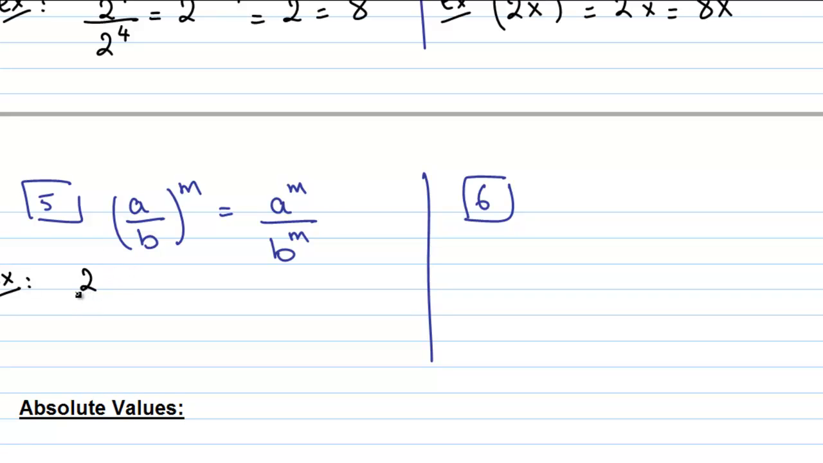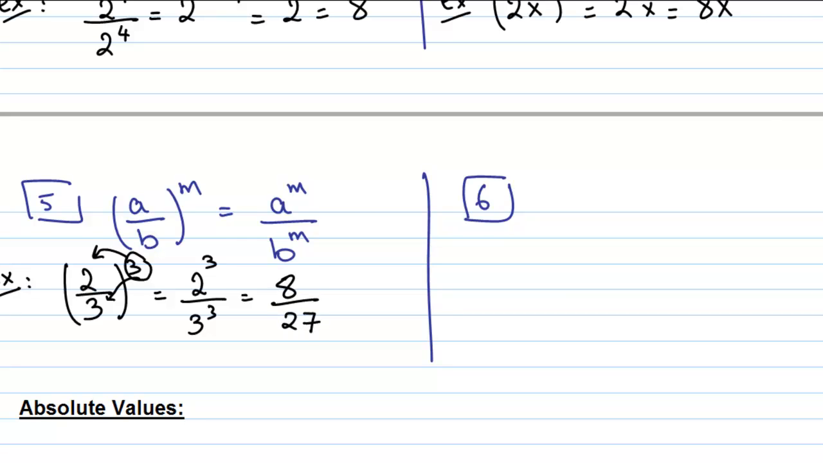I'll write the 7 later. So if I have 2 over 3, for example, to the power 3, this one will be 2 to the power 3 over 3 to the power 3. So I distribute the power here, this 3, I give it to the 2, and I give it also to the 3. So this one will be 8 over 27.